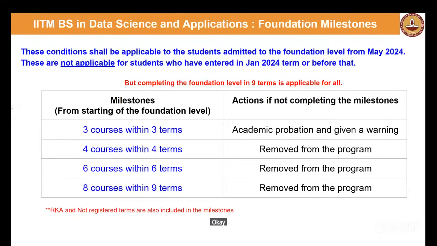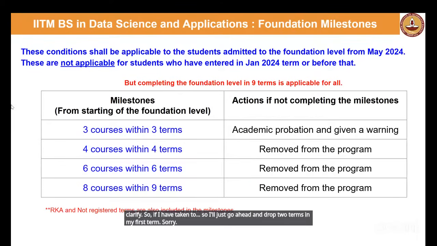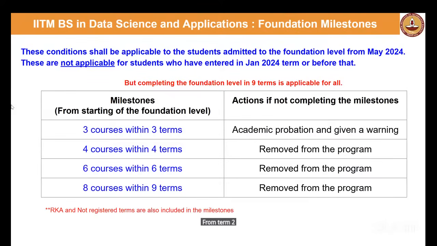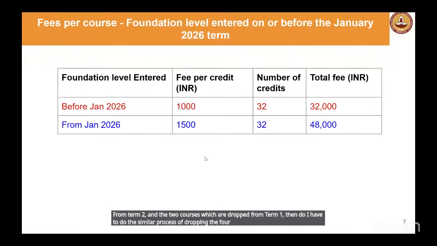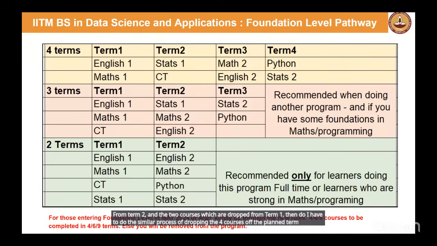Okay, so let me just clarify. If I go ahead and drop 2 courses in my first term, then when my term two comes, I will have the 4 courses from term two and the 2 courses which I dropped from term one. Then do I have to do the similar process of dropping the 4 courses of the planned term two to the next term? Okay, let me explain.